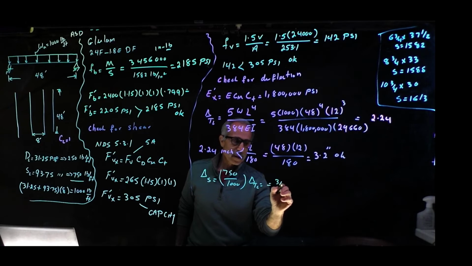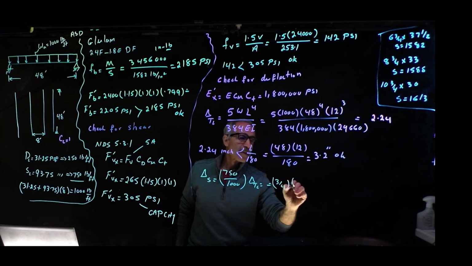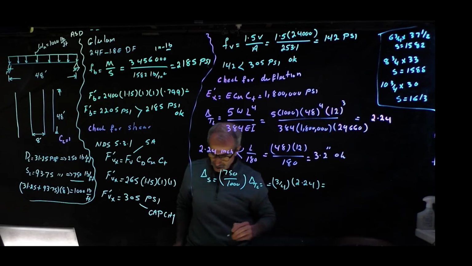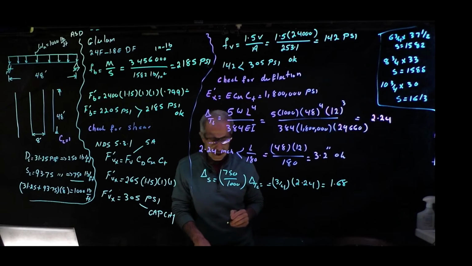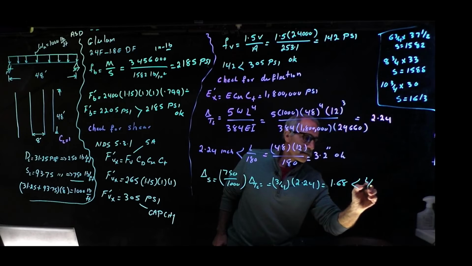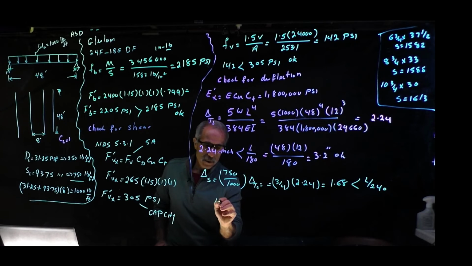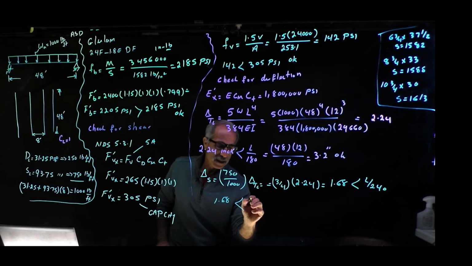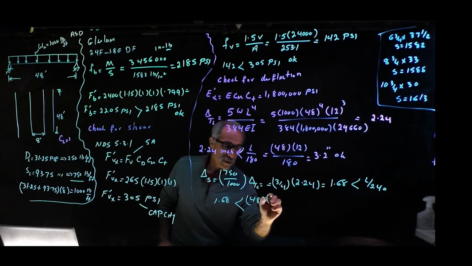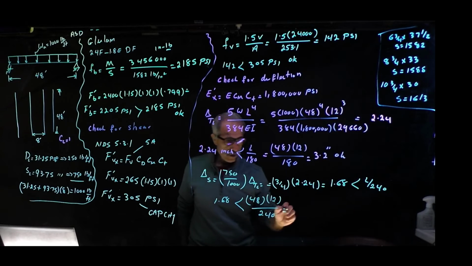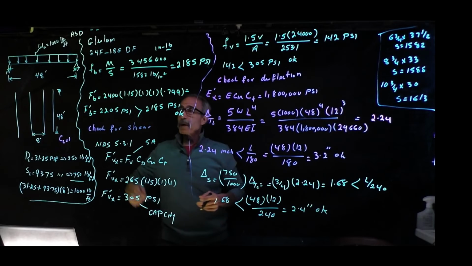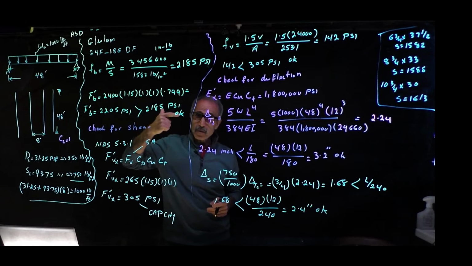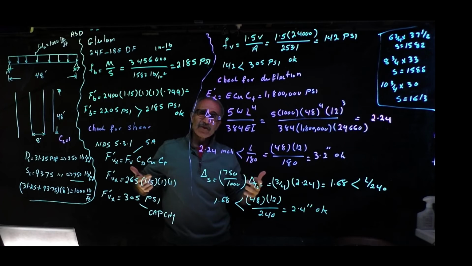So that's 3/4 times 2.24, and that should come out to 1.68. And that should be less than L over 240. Let's find out. 1.68 is less than L, which is 48 times 12, divided by 240, and that will give us 2.4. Okay, we passed that. So we designed for bending, we checked it for shear, we checked it for deflection. The last check we're going to do is bearing.